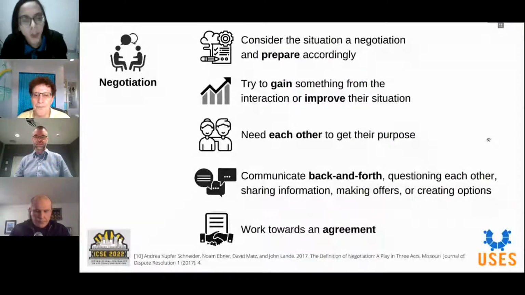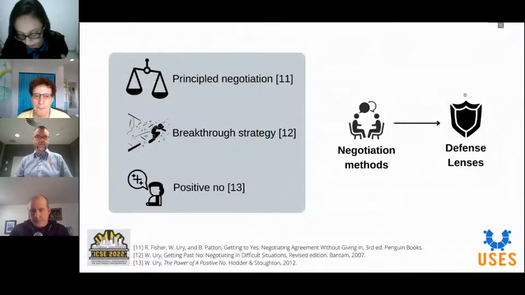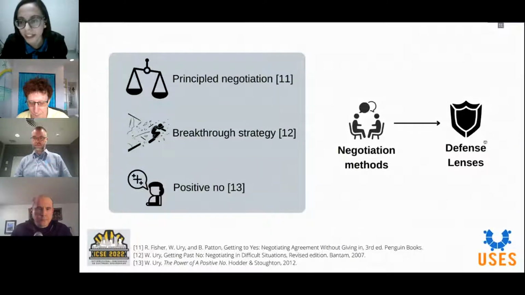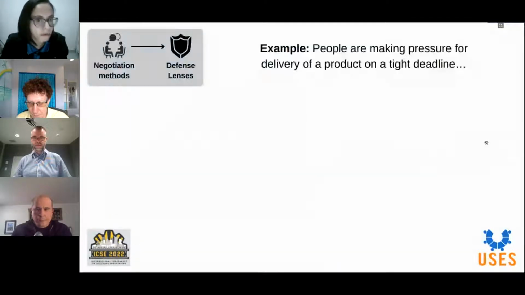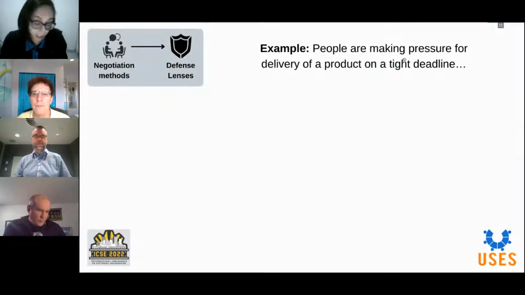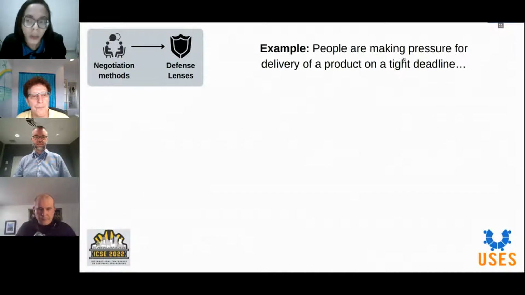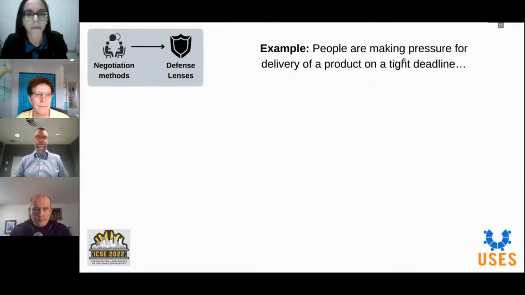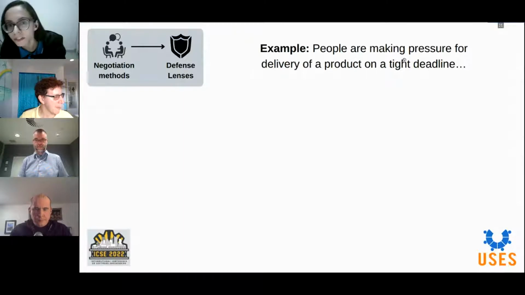So we studied 3 negotiation methods to devise an artifact in the form of what we call a set of defense lenses. And to understand a bit more about it, let's see one example. Let's suppose we have people putting pressure on us for the delivery of a product on a tight deadline, because, well, that's problematic. And we aim with our set of lenses to change the attitudes and behavior of estimators from yielding to pressure to a more active behavior of trying to do something about it.